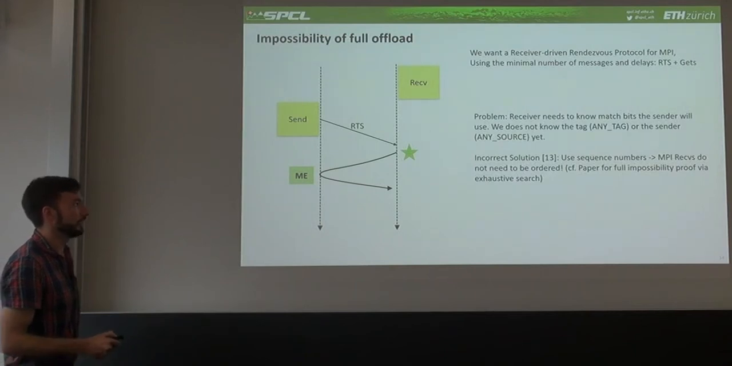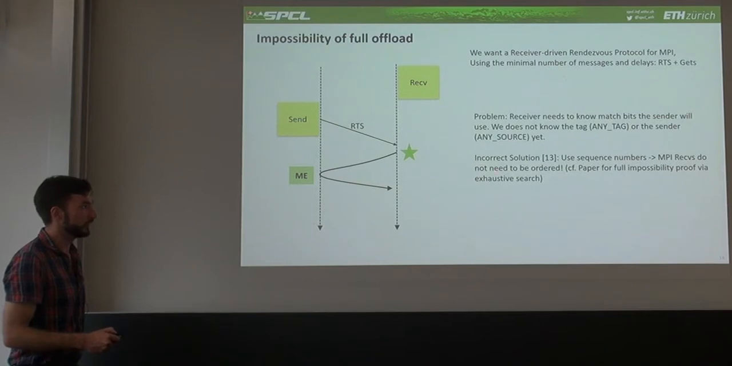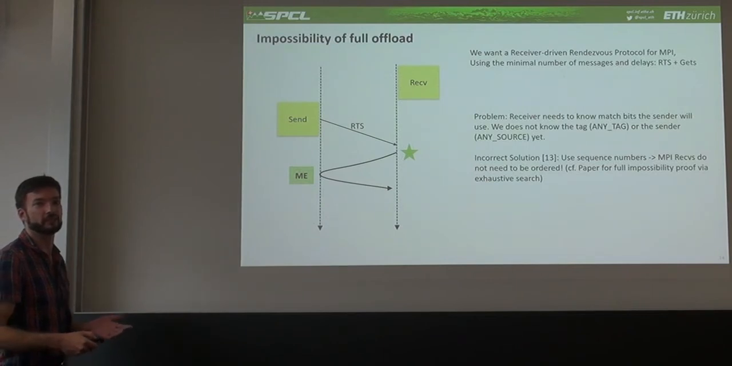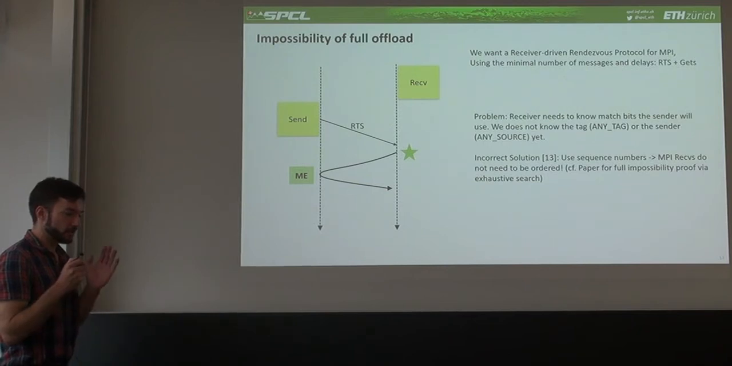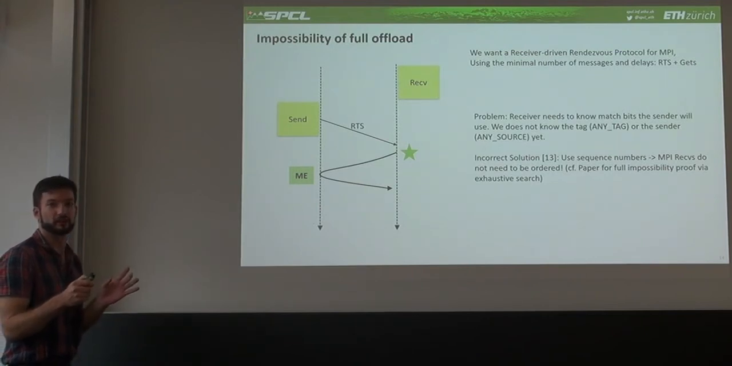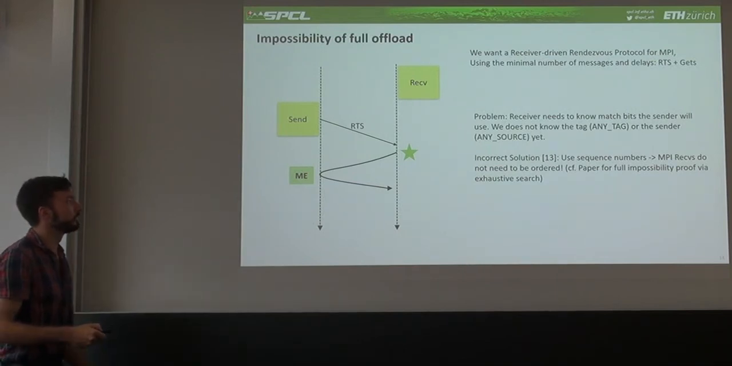So actually there was an incorrect solution proposed before, where they basically suggested using sequence numbers. However, due to this receive reordering that MPI allows, sequence numbers are not valid in this case, because if you use sequence numbers, then you basically enforce that the first send on the sender side has to match the first receive posted on the receiver side. But actually using tags, you can interleave this order somewhat.